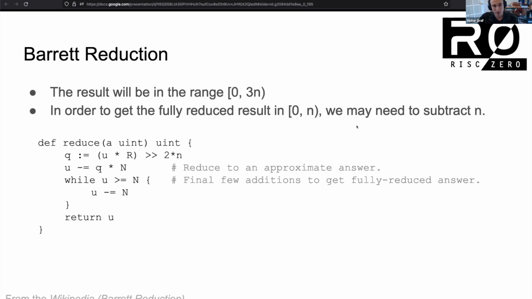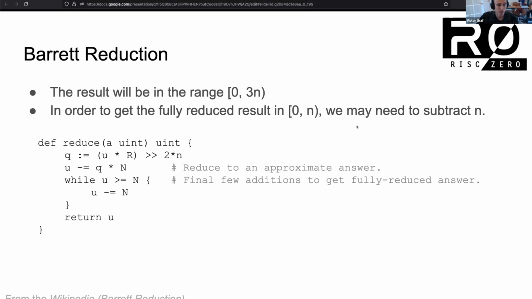To reiterate the intuition behind Barrett reduction: instead of actually doing a division by n, we do what we refer to as an approximate division, which is a multiplication by a value that is close to 1/n, by doing a multiplication first and then a division. We get within the ballpark of the number that we want, and that can be shown to be up to 3 times the fully reduced result. That's good enough, because all you need at that point is up to 2 subtractions to get your fully reduced result.